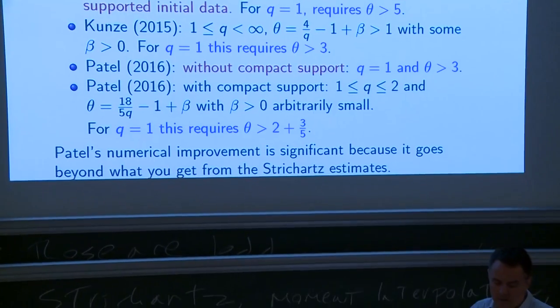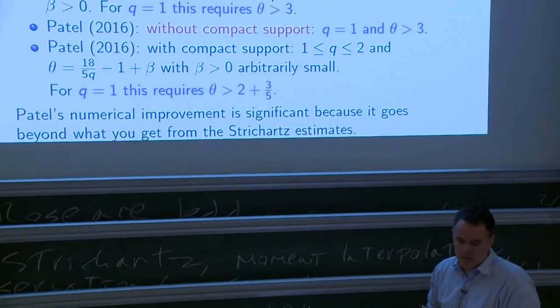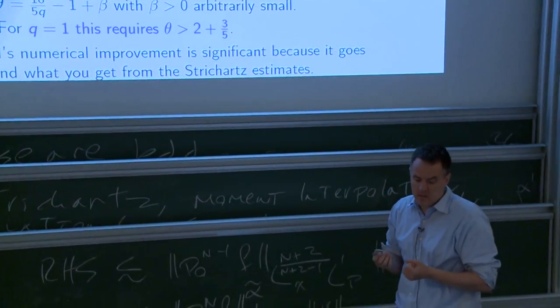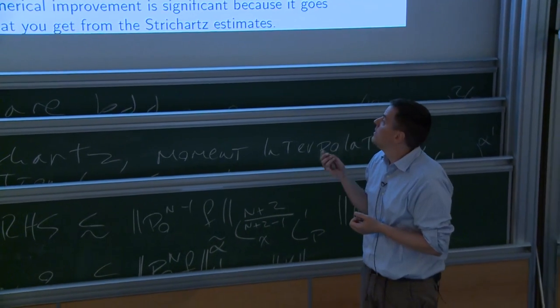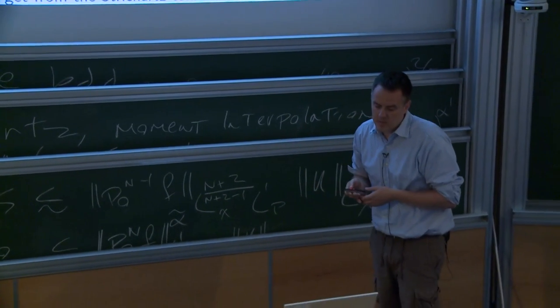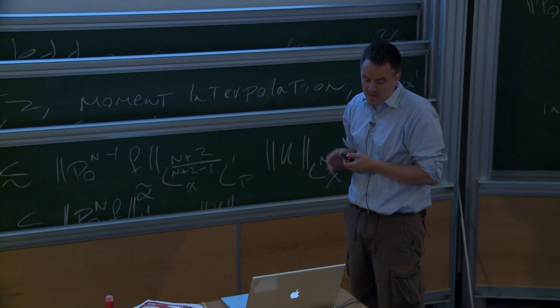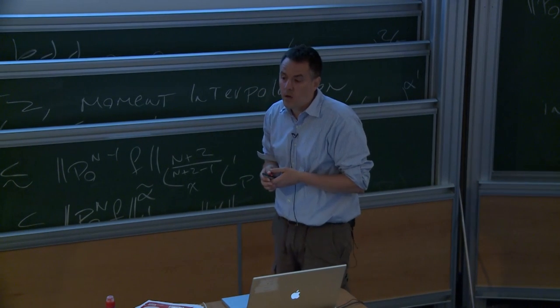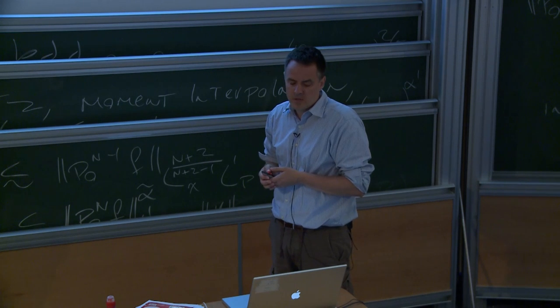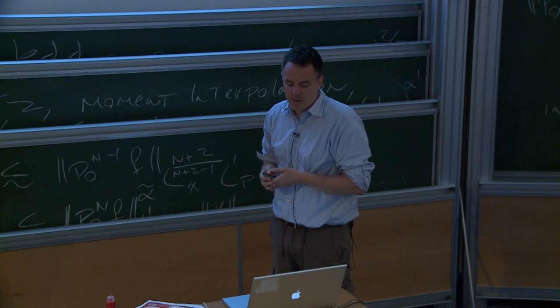So we really thought that Kunze had gotten the best continuation criteria that you can get using these methods with Strichartz estimates. But it turns out if you go back to Strichartz's original paper, he used a sharp averaging operator estimate for the sphere.